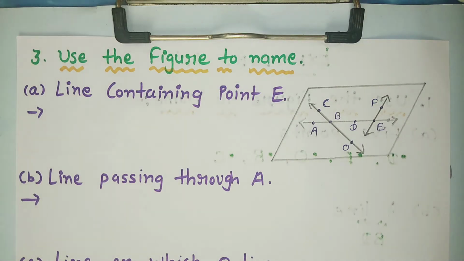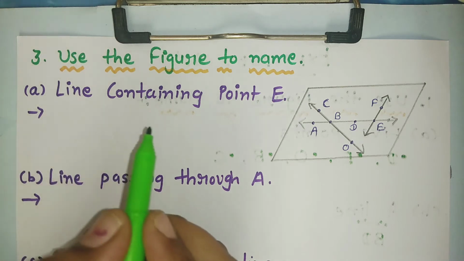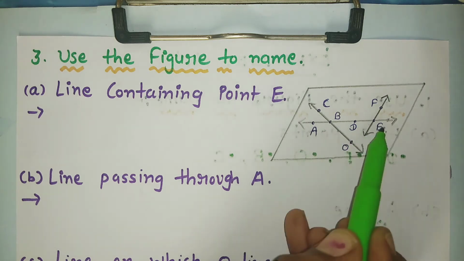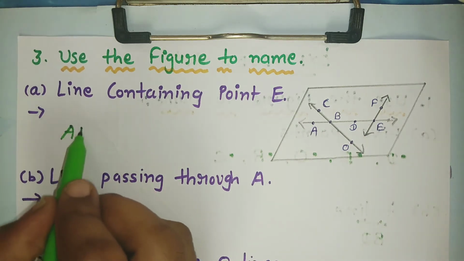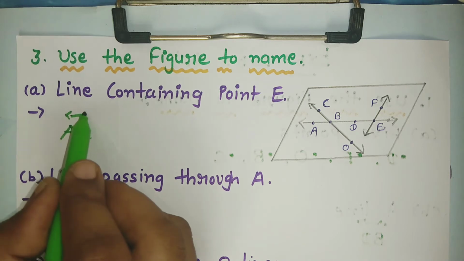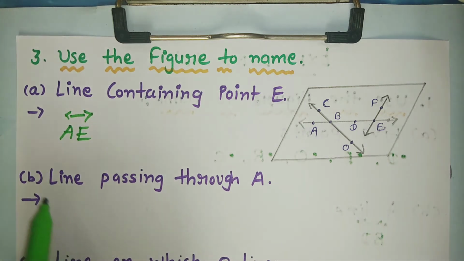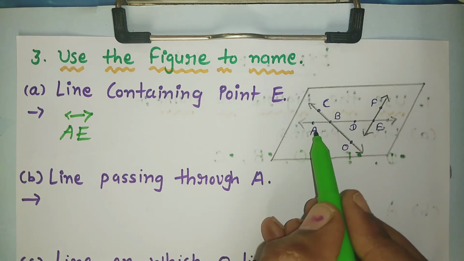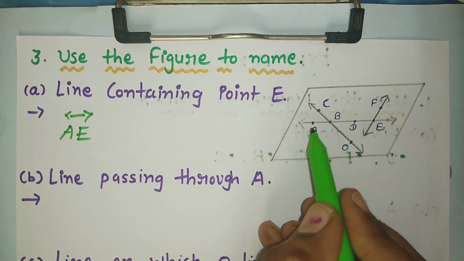Question number 3. Use the figure to name. Here also we have to use the figure to give the name. First, the line containing point E. Where is the point E? You can see point E is here. On which line? Line AE. Next, the line passing through A. Point A is here. Which line is passing through point A? AE.